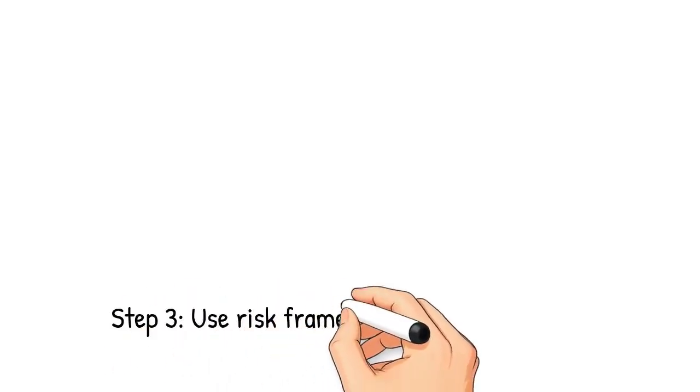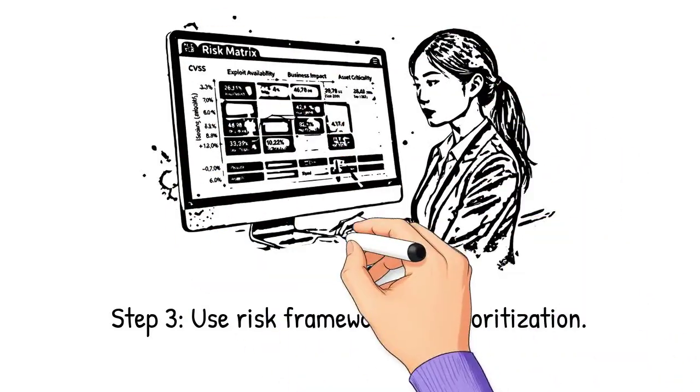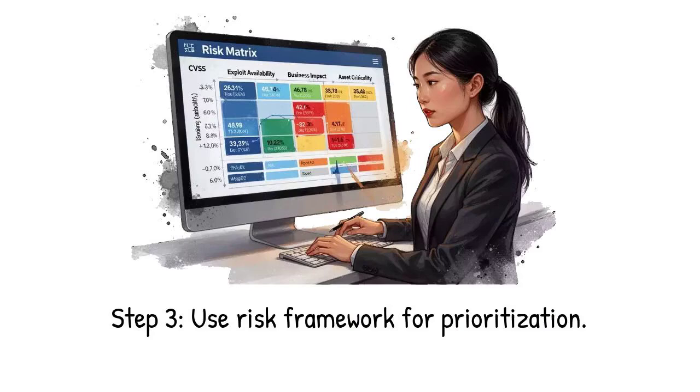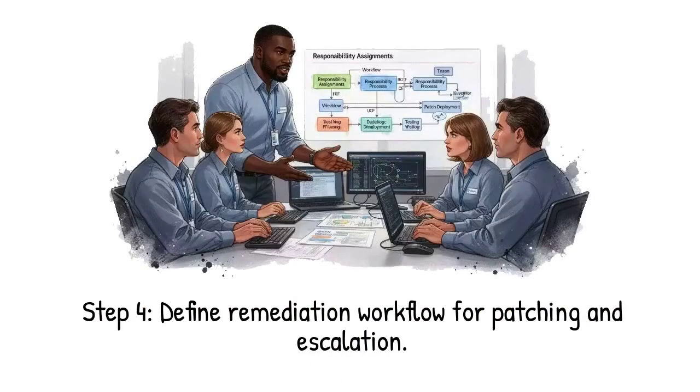Step 3. Risk prioritization framework. Use CVSS, exploit availability, business impact, exposure level, asset criticality. Step 4. Remediation workflow. Define who fixes what, how patches are tested, how patches are deployed, how issues are escalated, how deadlines are enforced.